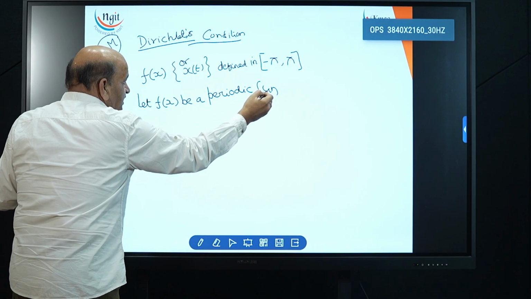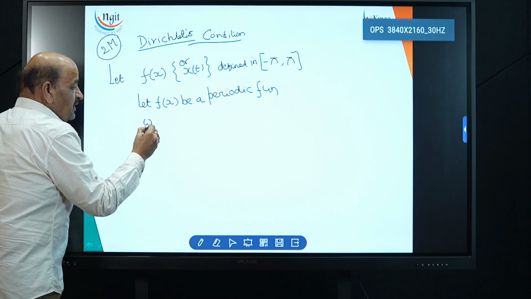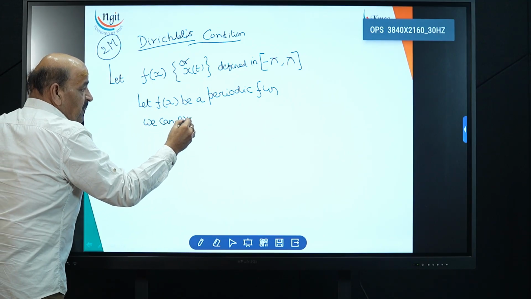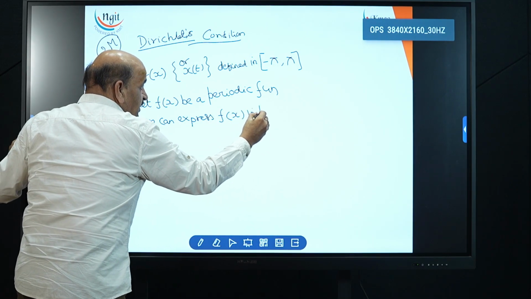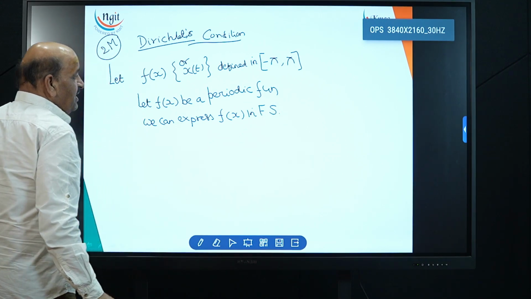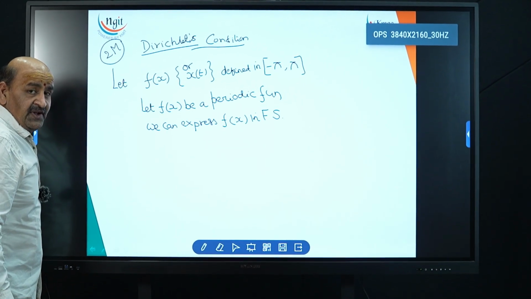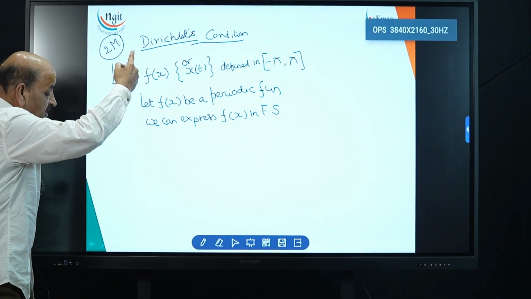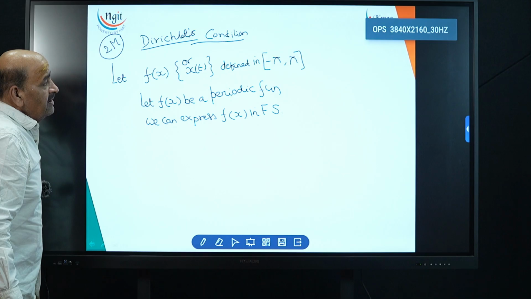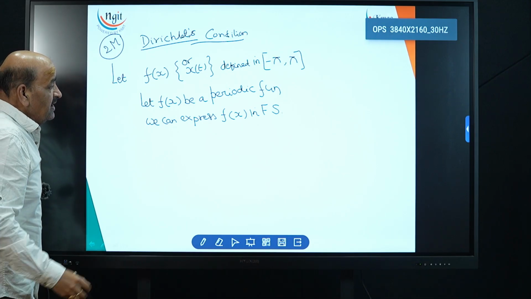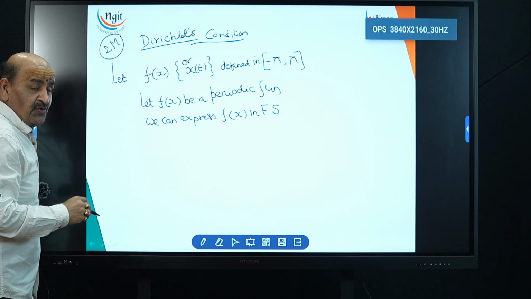Why this condition? Once it is a periodic function, then only we can express f of x, the given function, in terms of Fourier series. To express any function in Fourier series, we have to create a periodicity for the signal or function. So now let's look at Dirichlet's condition. Let f of x be a function or a signal defined in minus pi to pi closed interval. Let f of x be a periodic function. Then we can express f of x in terms of Fourier series.